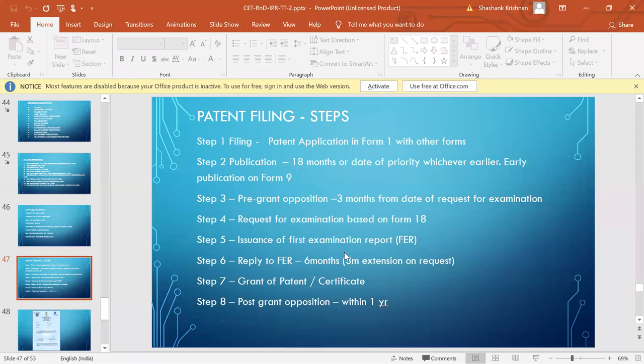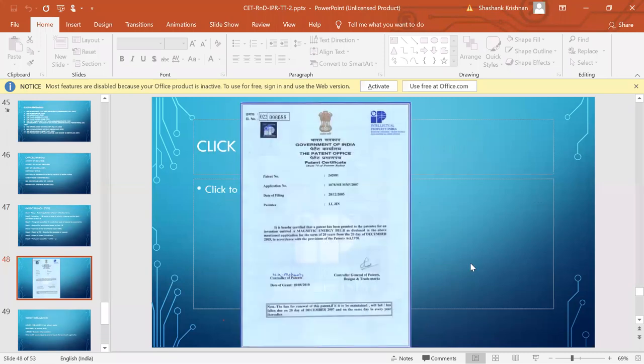And once we have crossed this step, they will grant you a patent in the form of a certificate. And that's the end of it normally. But once the certificate is also given, within 1 year, a party can raise a post-grant opposition, which can be examined. But usually, it will be a weak opposition as compared to the pre-grant opposition. So this is what you get at the end of a patent certification.